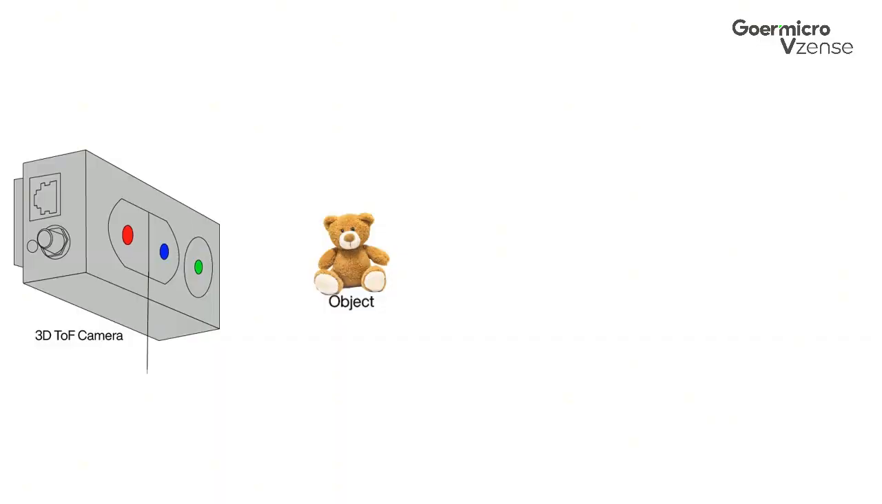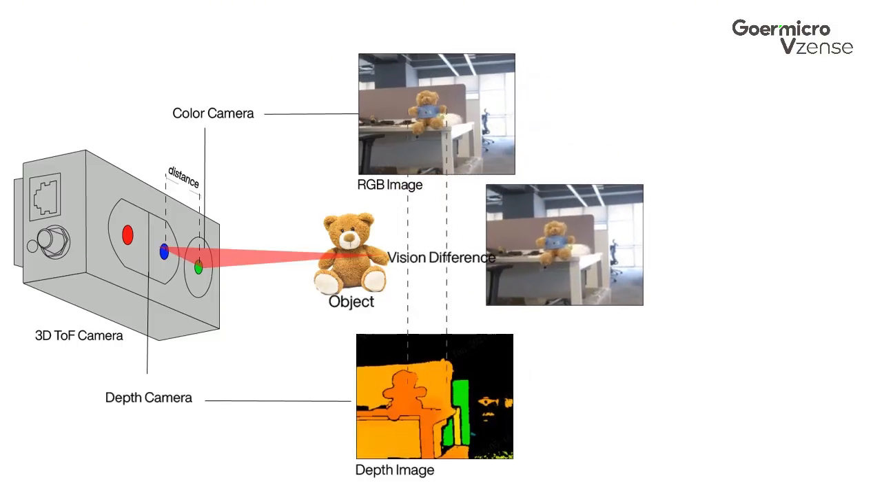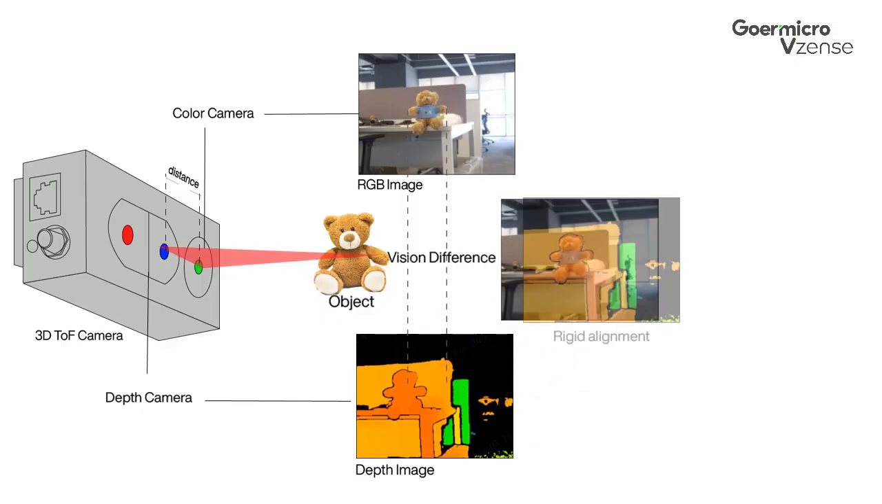How does an RGB-D camera work? An RGB-D camera simultaneously captures a 2D image and a depth map, then uses algorithms, typically rigid alignment, to correct their parallax and generate the final RGBD image.